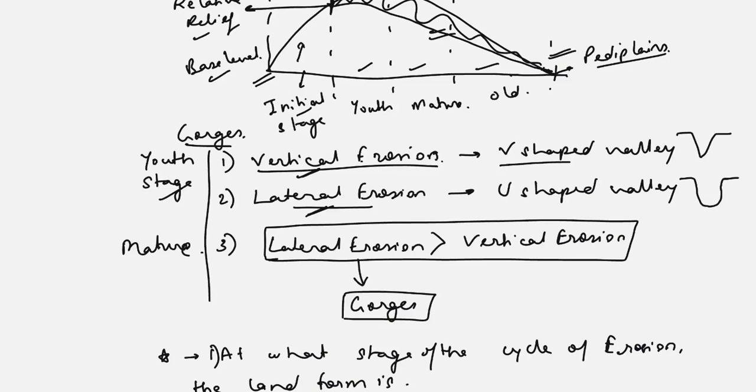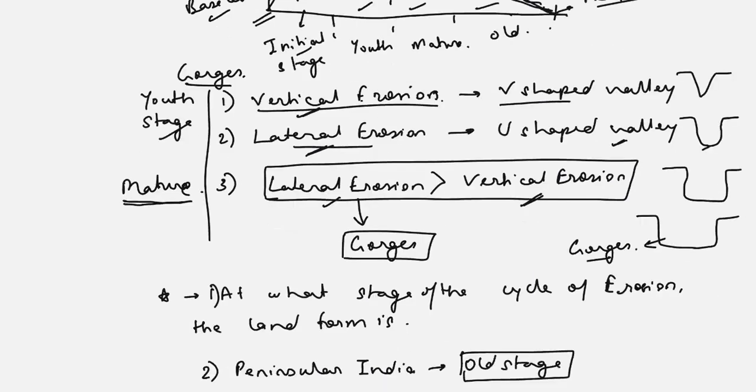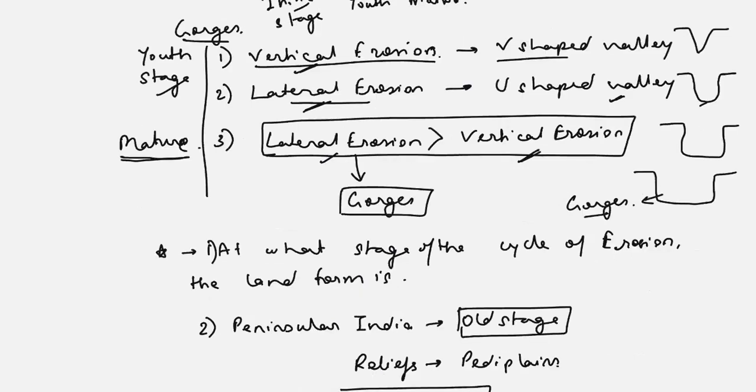Now, when we move towards the mature stage, there is lateral erosion which is now greater than the vertical erosion, because of which this same part is getting more and more widened. Okay, so this is the phase where we see the formation of gorges. Here the gorges are formed. In this way the gorges are formed, and it is explained quite well by the Davis cycle of erosion.